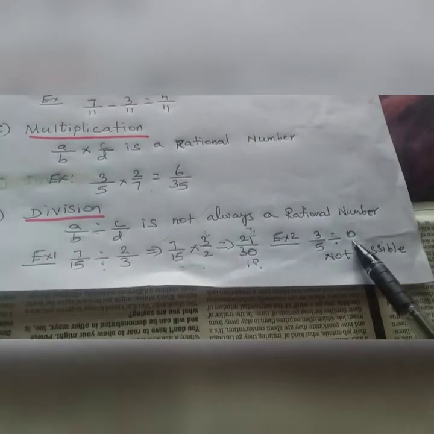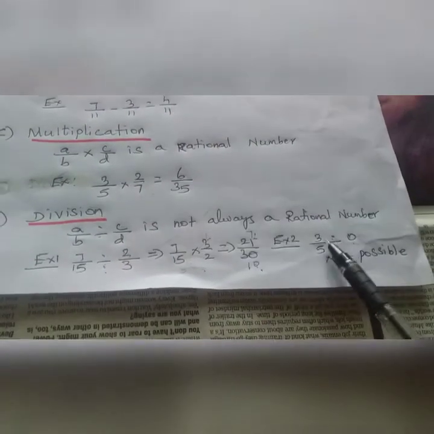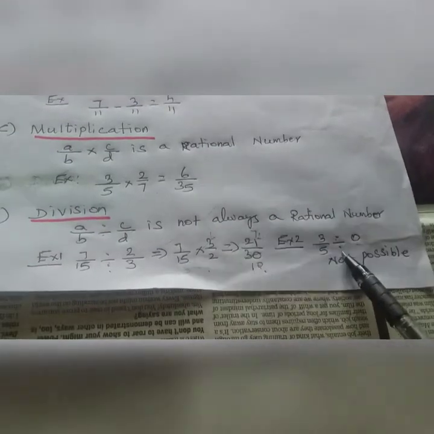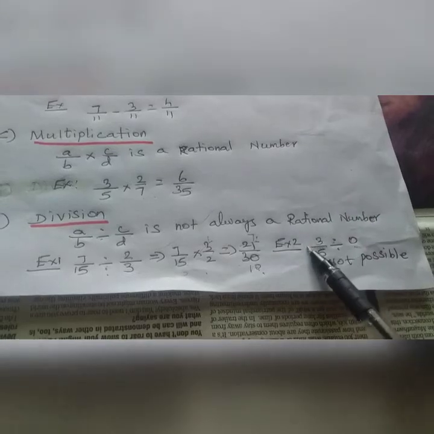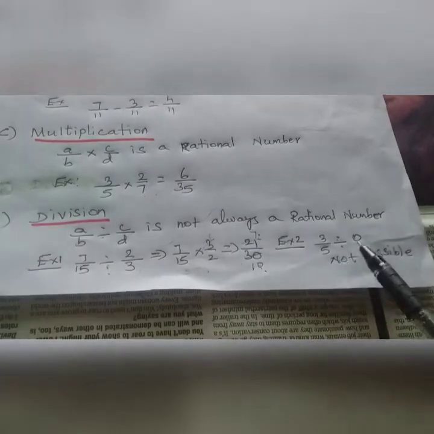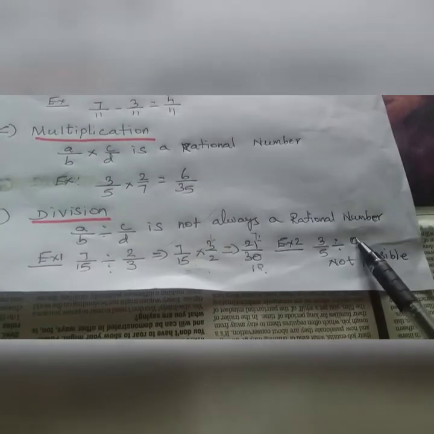But 0, we know 0 is also a rational number. So 3 by 5 is a rational number. When you divide by 0, we have studied already in the definition of rational numbers itself, division by 0 is not possible, because 0 is also a rational number.